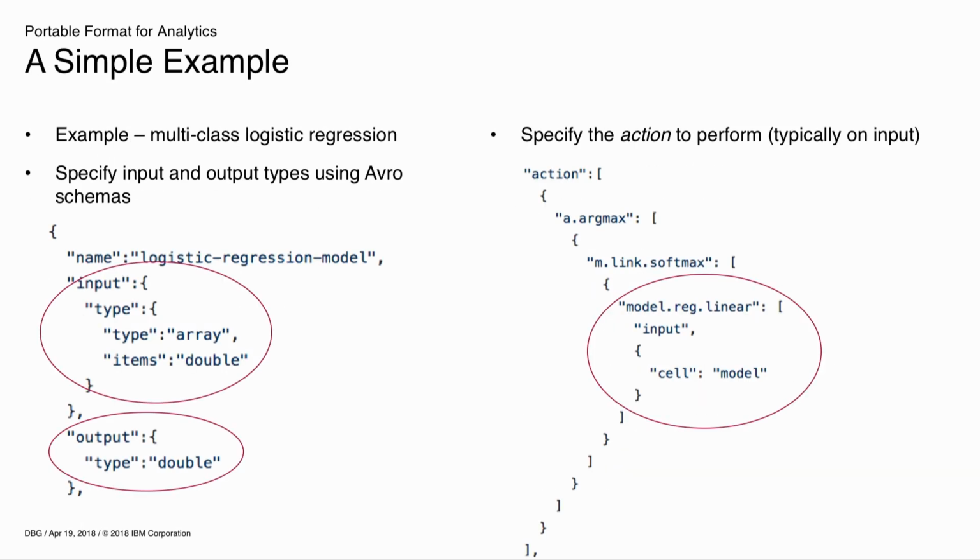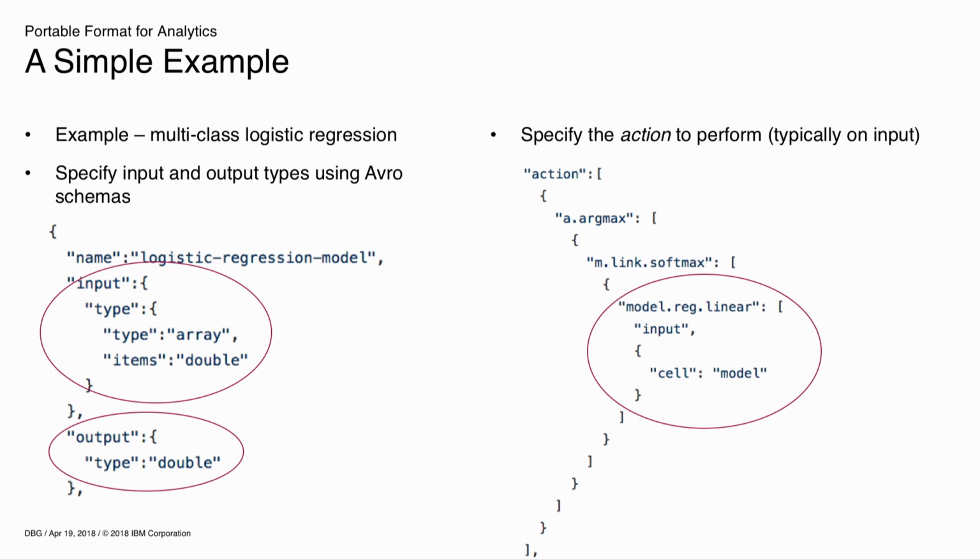So what does this look like in practice? This is a simple example with logistic regression, multi-class. And here we see some of the elements that I mentioned about PFA. This is a subset of the entire document, which specifies the model. We have the input and output types, which are specified as Avro schema. In this case, the input is just a double array, so a dense vector. The output is a class prediction, an index.